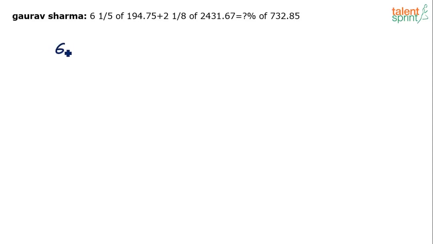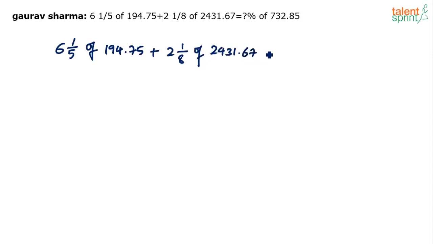Okay, so let me rewrite this. 6 1 by 5 of 194.75 plus 2 1 by 8 of 2431.67 is what percent of 732.85? Okay, now I think first and foremost simplify these mixed fractions into simple ones, right?